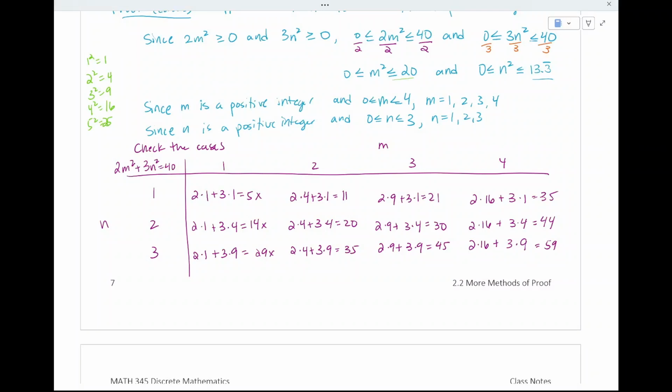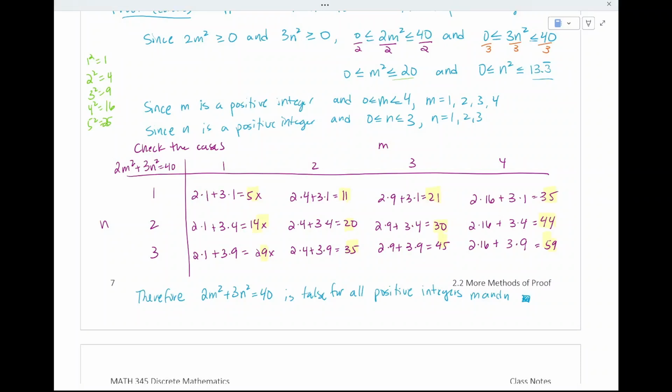I was looking for a 40 in here somewhere. Does any combination work? And no combination worked. And I've tried every combination. Therefore, 2m squared plus 3n squared equals 40 is false for all positive integers m and n. And that is the end of this proof.